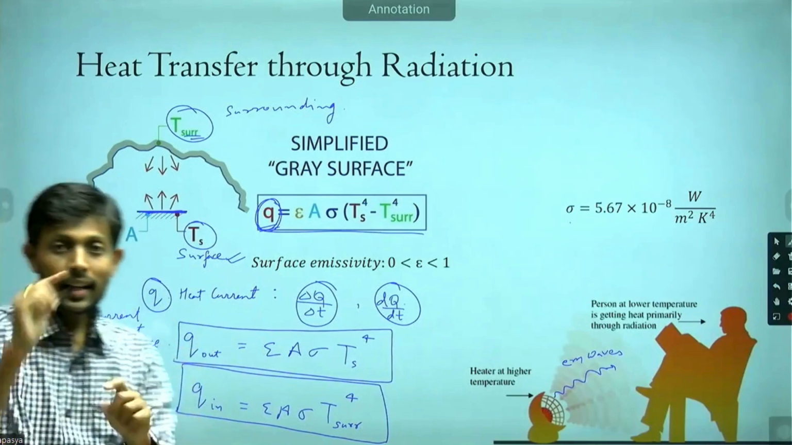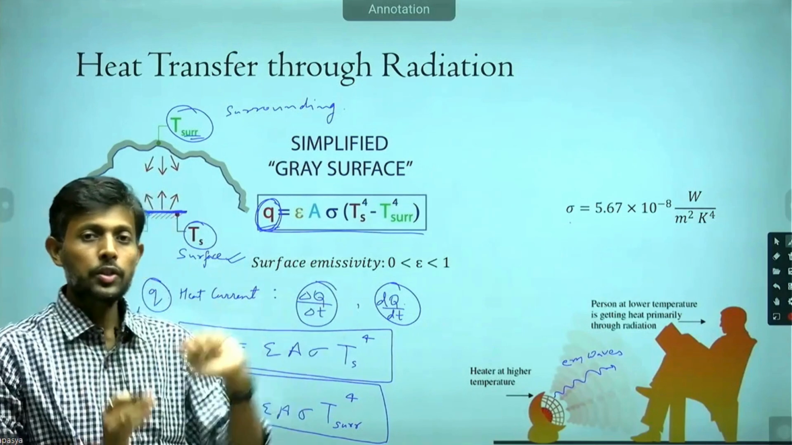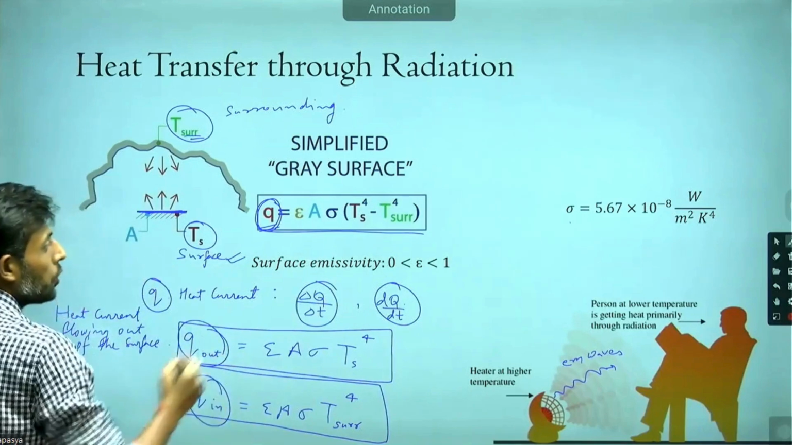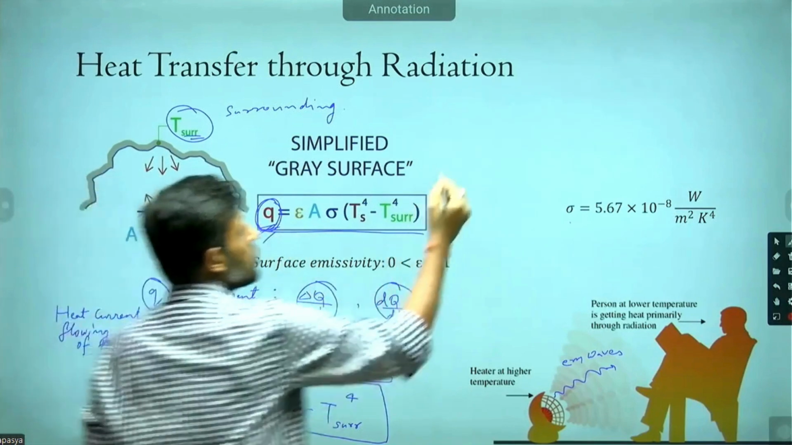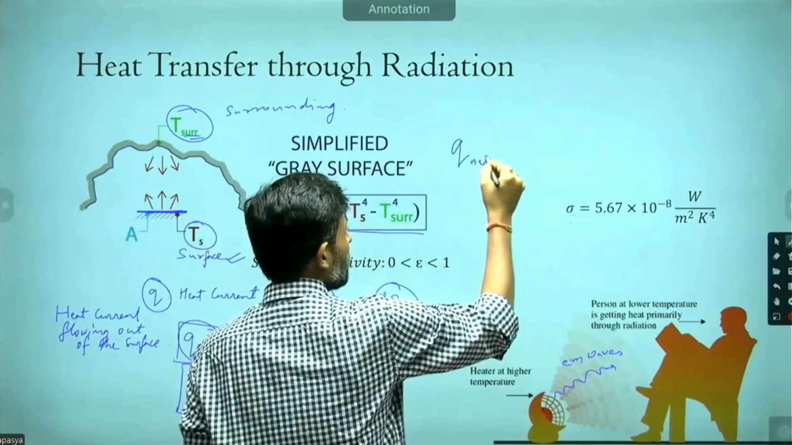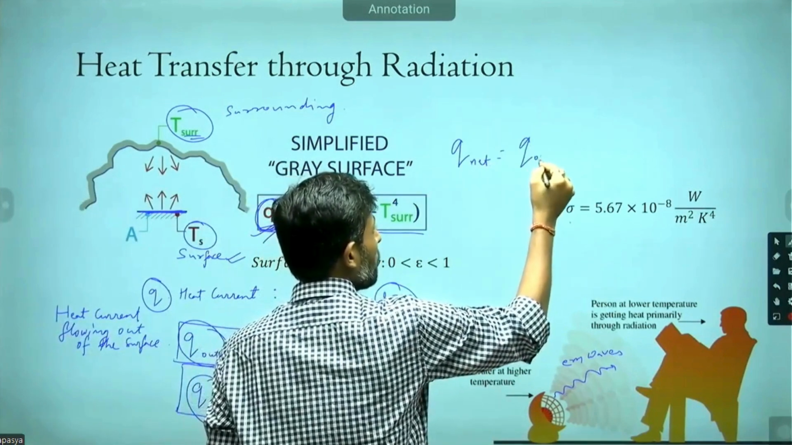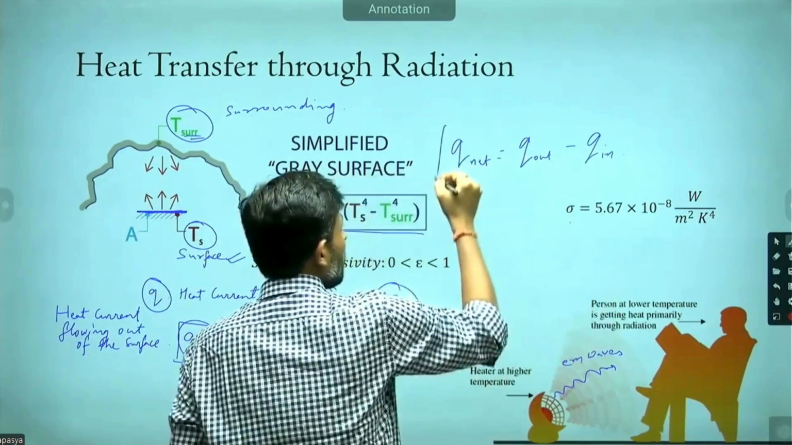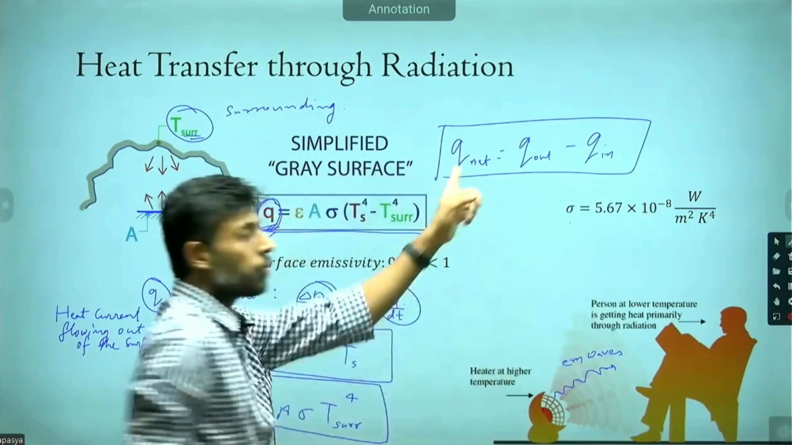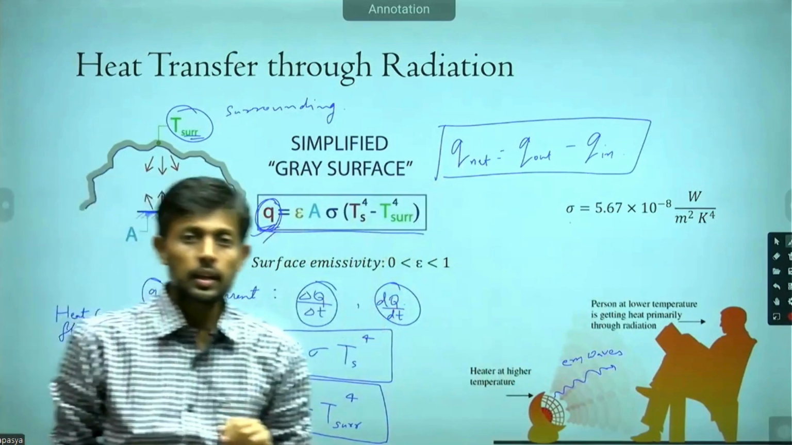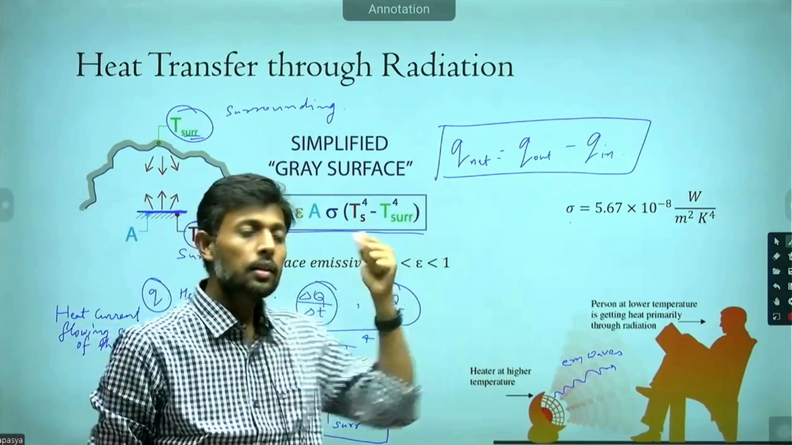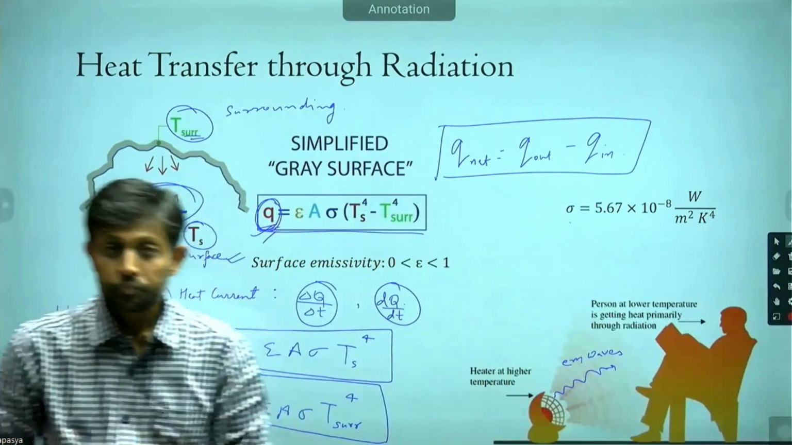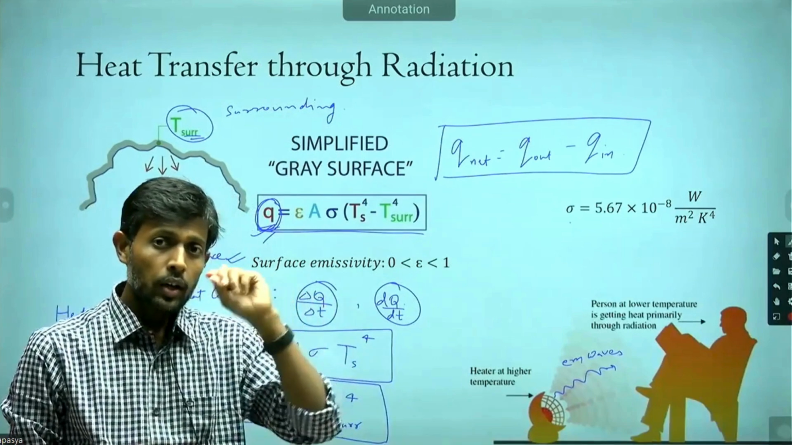And that's why the net heat flowing out of the surface is Q out minus Q in. And when you do that, you get Q. So Q net is equal to Q out minus Q in. So this is the net outflow of heat per unit time, or the net heat current for this surface in question. Okay.